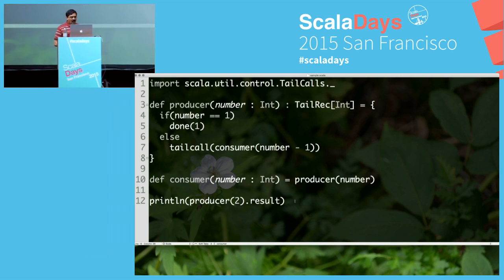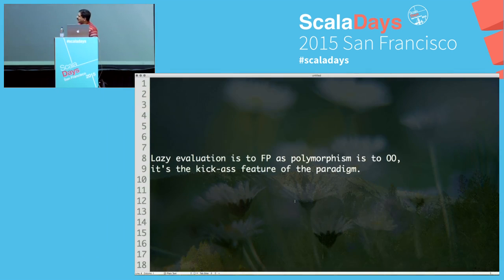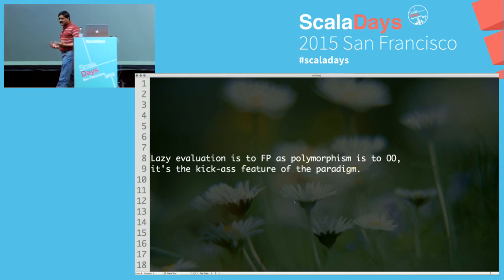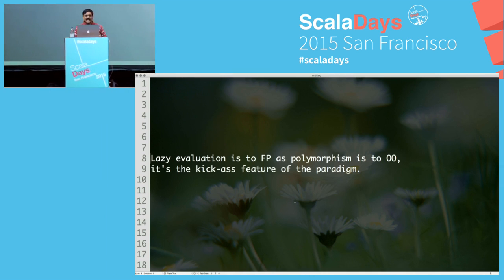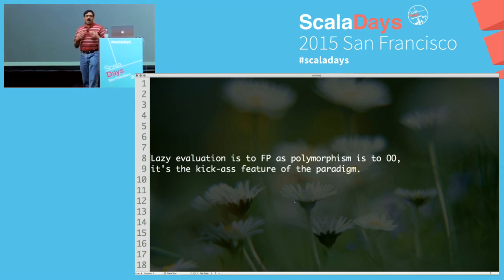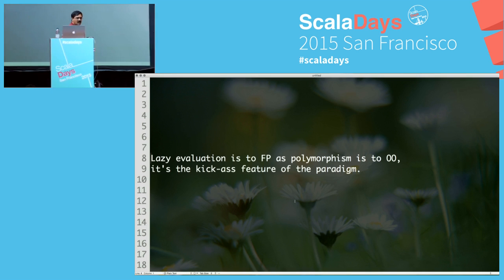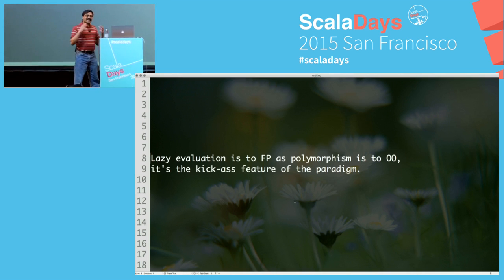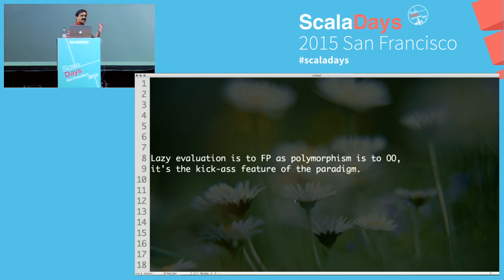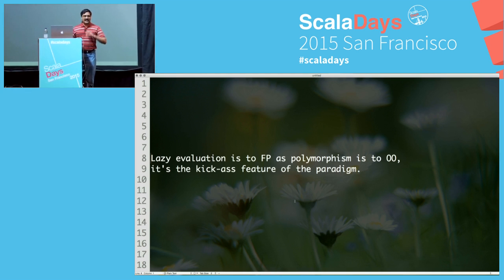So much so that I want to leave this thought with you as a final thought. To me, lazy evaluation is to functional programming as polymorphism is to object-oriented programming. I think it's the kick-ass feature of the paradigm. So it doesn't matter all the other stuff we talk about. To me, the most fun part in functional programming is lazy evaluation. That, I think, is what gives us the real benefit and essence.